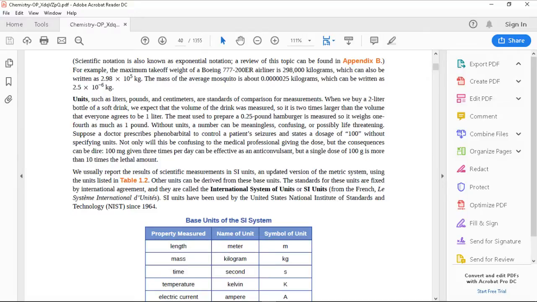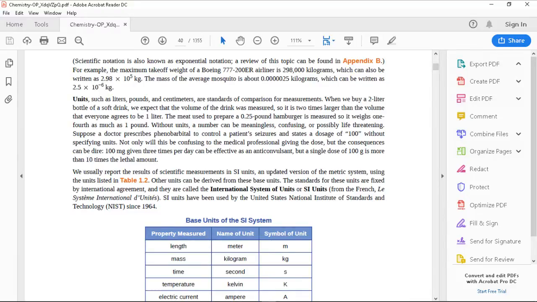Units such as liters, pounds, and centimeters are standard comparisons for measurements. When we buy a 2-liter bottle of a soft drink, we expect that volume of the drink was measured, so it is 2 times larger than the volume that everyone agrees to be 1 liter. The meat used to prepare a quarter-pound hamburger is measured so it weighs 1/4 as much as 1 pound.